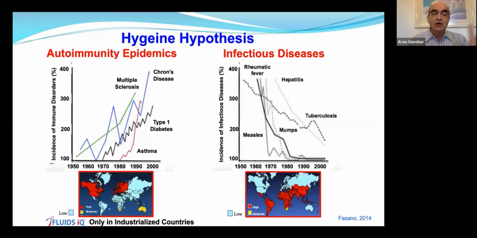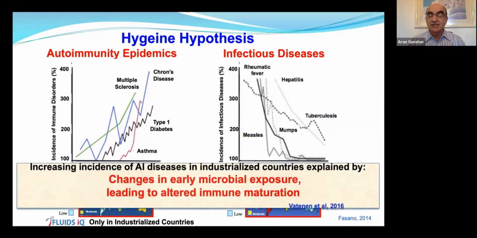On the left, you see autoimmune epidemics of asthma, type 1 diabetes, Crohn's disease, multiple sclerosis. We could go on forever. And that takes place mostly in industrial countries. So you're getting this incredible increase in autoimmune disease in industrialized nations, and it is explained in whole or in part by changes in the early microbial exposure, which leads to altered immune maturation, like you saw in that previous study.